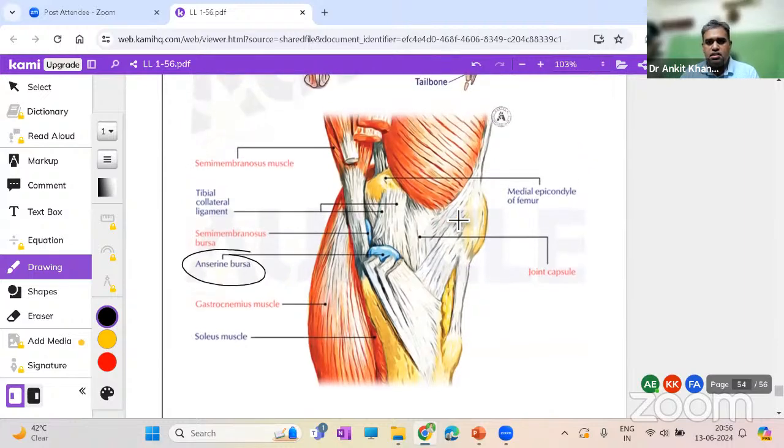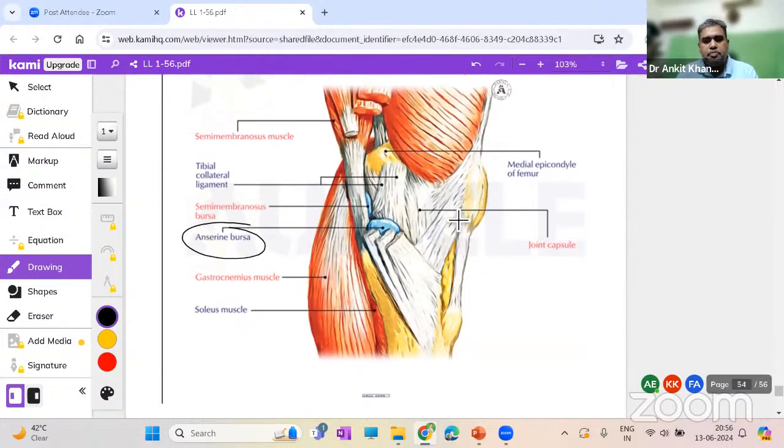Can you understand the view? Which view is this? I'll just show you the diagram. Try to think which view is this. Look at the labeling: semimembranosus is there, tibial collateral ligament is there. Can you see this bone over here? This is a patella. So what do we understand there? This is the anterior aspect, and there is a posterior aspect. We are looking at a medial view of the left knee region. So this is where the 3 muscles are.